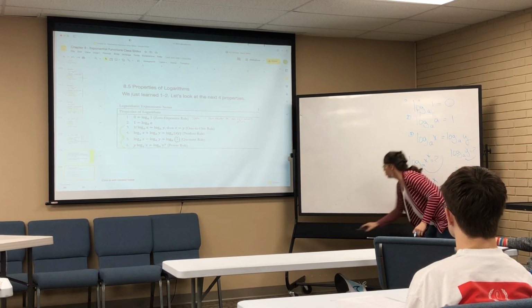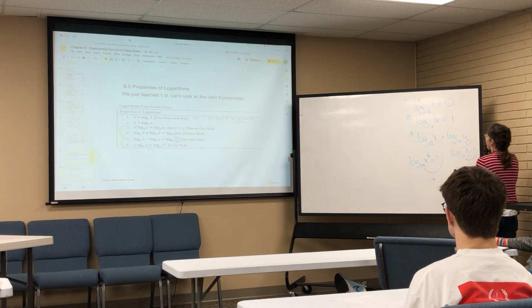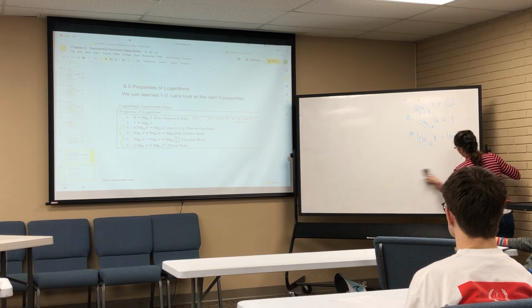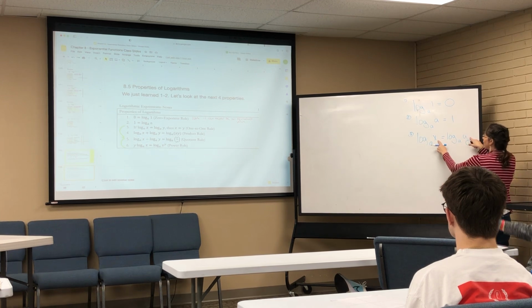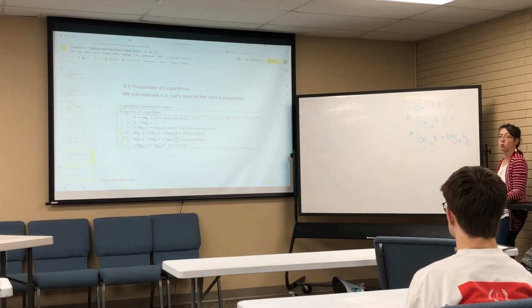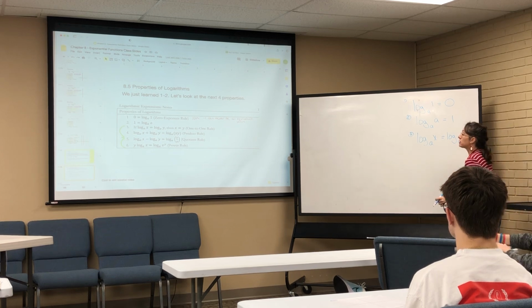So we get to use that and say, when we have matching bases, the logs of a matching base, the equivalent values have to be equal. They have to be equivalent. Okay? The second one is called the product rule.